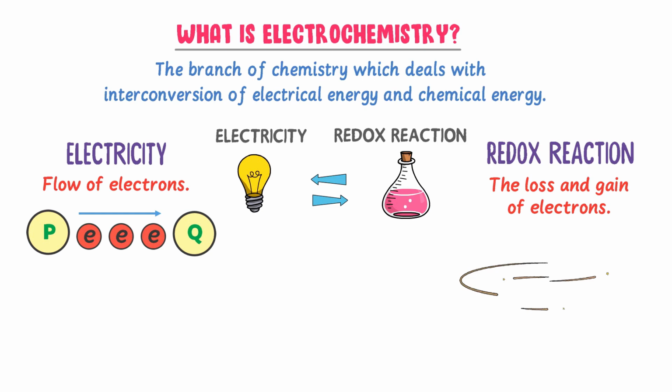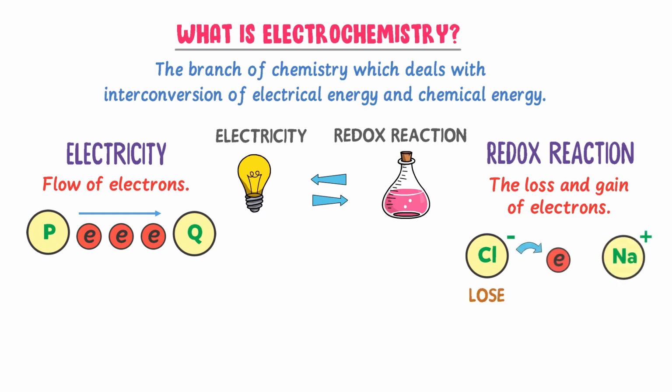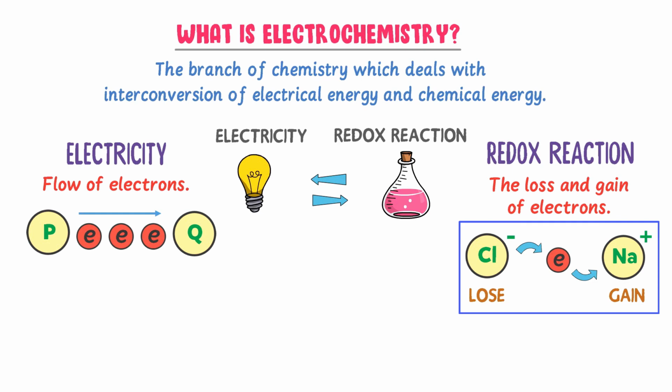I mean, when one atom or ion loses an electron and another atom or ion gains it, it is called a redox chemical reaction. For example, consider chlorine ion and sodium ion. Let chlorine ion lose an electron and sodium ion gain an electron. This is an example of a redox chemical reaction due to loss and gain of electrons.